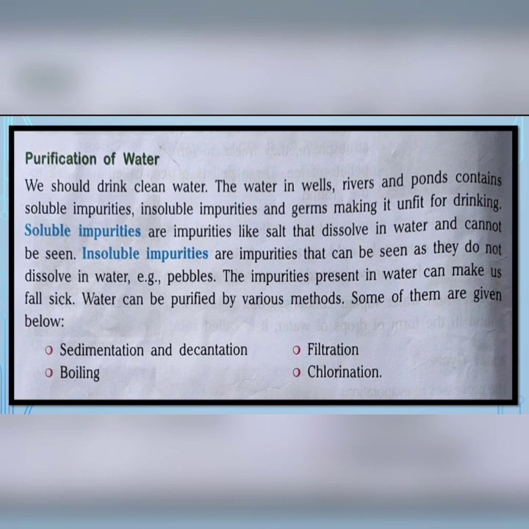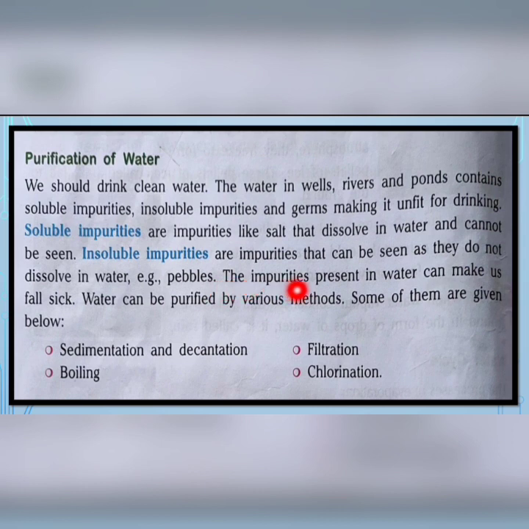Why is purification needed? Because the water which is found in nature, we cannot directly consume it, right? So purification is needed. We should drink clean water. The water in wells, rivers and ponds contains soluble impurities and insoluble impurities and also germs, making it unfit for drinking. Soluble impurities are impurities like salt that dissolve in water and cannot be seen. Insoluble impurities are impurities that can be seen as they do not dissolve in water, for example, pebbles.